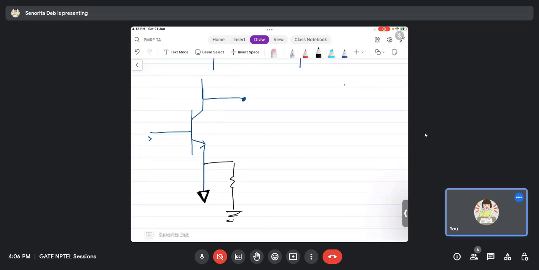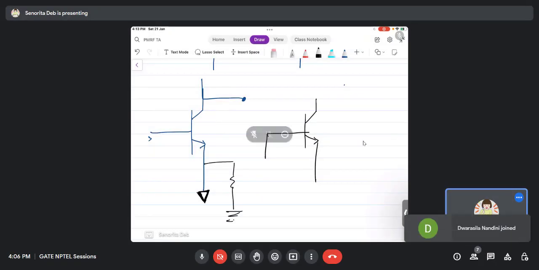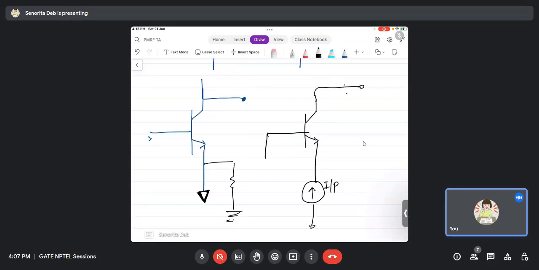Similarly, in common base, the base is common. It is either grounded or any other source is connected to it. But your input will be from the emitter and your output is from the collector. This is common base, the CB configuration.